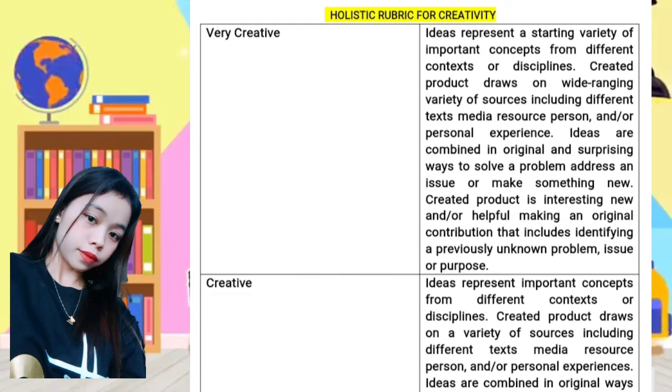Also, we have an example of a holistic rubric for creativity. We have very creative, ordinary or routine, and imitative. So, very creative: ideas represent a starting variety of important concepts from different contexts or disciplines. Created product draws on a wide-ranging variety of sources including different texts, media, resource persons, and or personal experience.